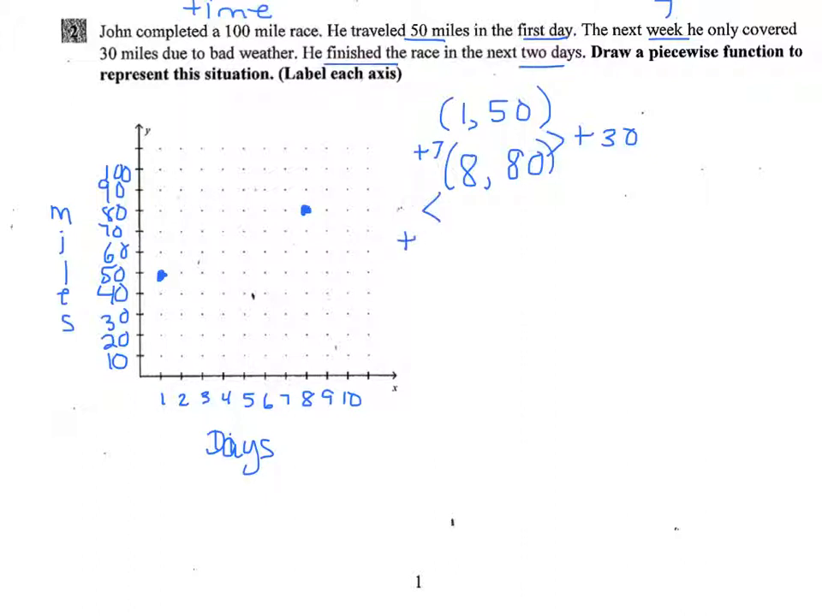And then he finished the race in the next 2 days. So 2 more days went by. That would bring us to day 10. He finished the race, which was 100 miles. So we went 20 miles in those last 2 days. So we'll plot 10, 100. Now we'll just connect those with a line. So starting at 0, 0, you have to start there because at the beginning of the race he hadn't gone anywhere. So the graph should look like that.